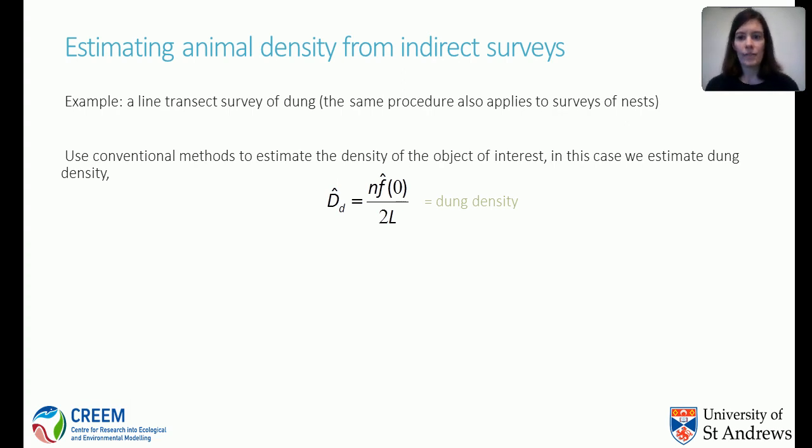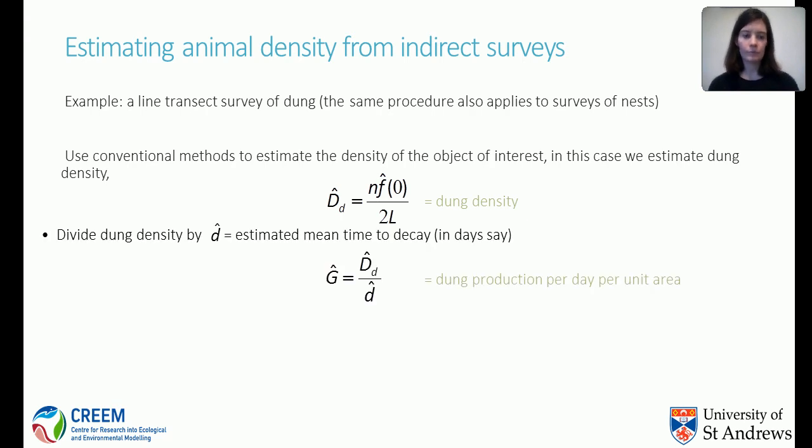So let's have a look at some estimators for indirect surveys. An example here is a line transect survey using dung, but the same ideas would apply to nest surveys. We can use our normal estimators to estimate the density of the object of interest, in this case dung density. And if we know the parameter associated with the mean time for the dung to decay, let's say in days, we can take that dung density that we've estimated, divide through by the decay time to give us this estimate G, which can be interpreted as the dung production per day per unit area.